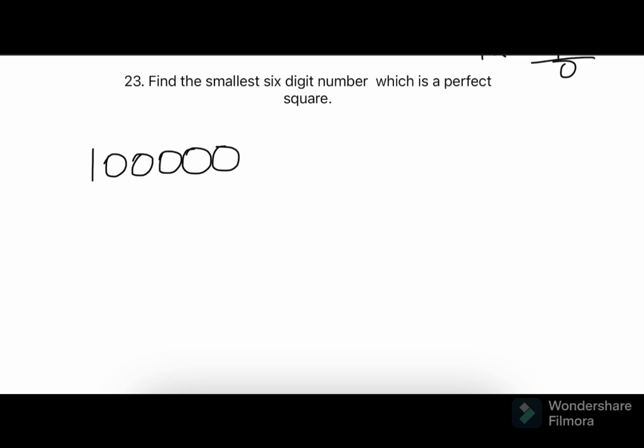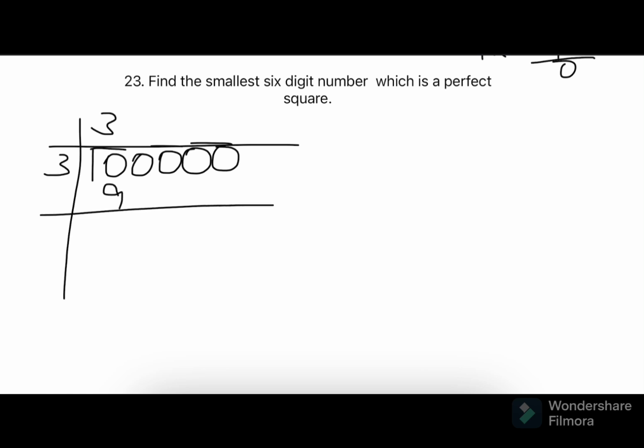What is the largest 6-digit number? All 9s. 9 written 6 times is basically the largest 6-digit number. So find the smallest 6-digit number which is a perfect square. We need to further factorize this to get that number, right? So we can start with the help of 3 because grouping is done. 3 3s are 9. 1 is the remainder. 2 zeros have come down.